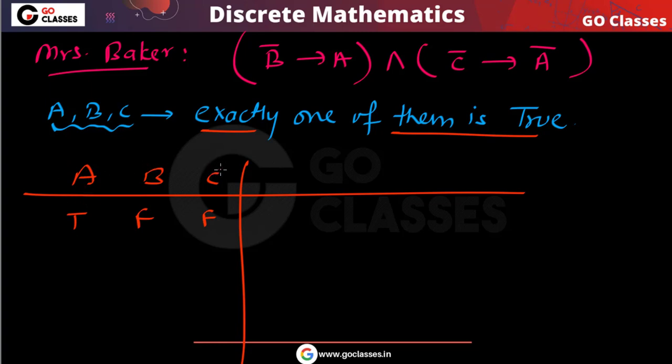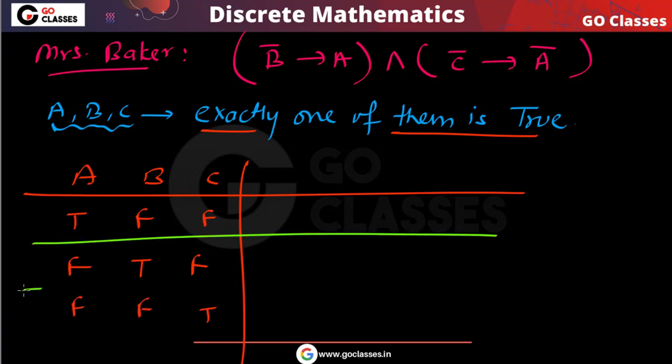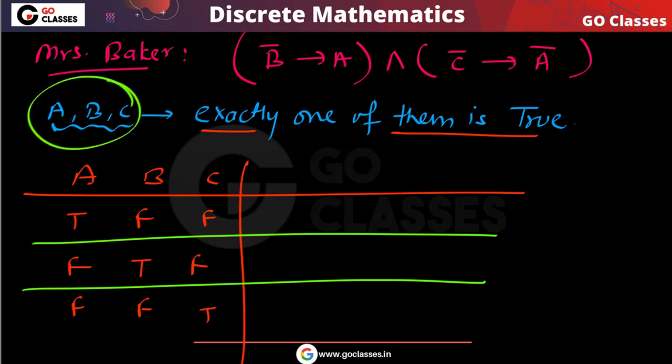And Bill, Carl, they are not yet the youngest child, or Bill is the youngest child, or Carl is the youngest child. Only these three possibilities are possible, nothing else. Because the question is saying that only one can be the youngest child, either Alice or Bill or Carl. So these are the three possibilities, nothing else is possible.